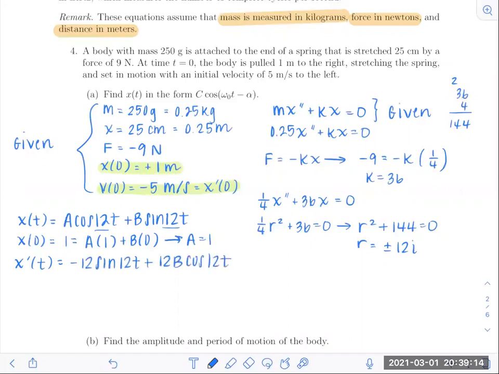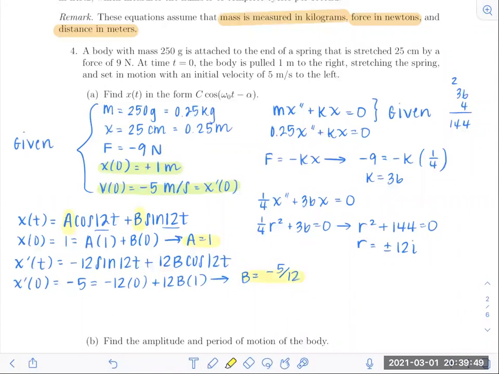And now I'm going to impose the second initial condition that the first derivative at 0 is -5. So that gives me a -12 times 0 plus a 12b times 1. And so here I conclude that b is -5/12. All right, so I have now successfully solved for a and b. I most certainly could plug those back in to my solution up here. So I've kind of color coded that.